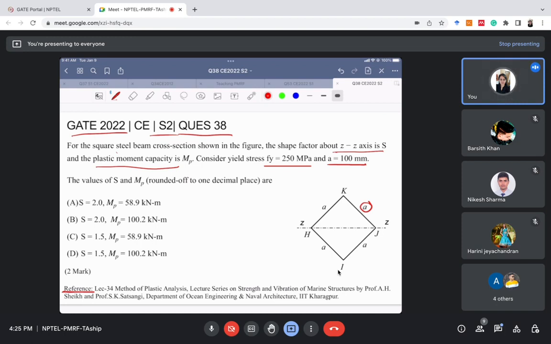So if you want to go in deep, you can refer to this lecture. It's a 2-mark question with negative marking as well. So let's start with the problem. We need to find out the value of shape factor as well as the plastic moment capacity.